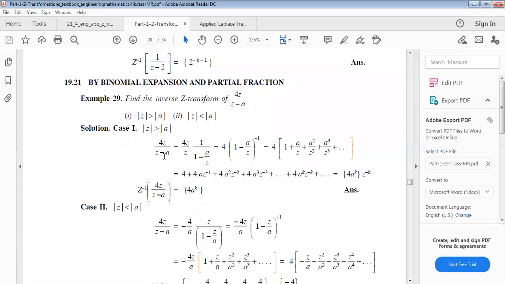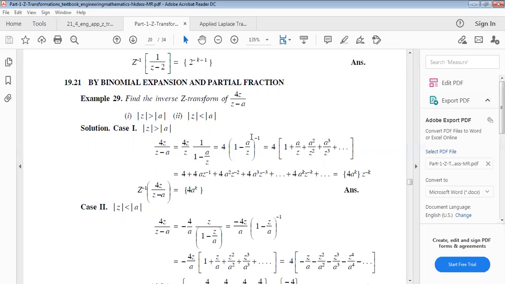The given series can be written as 4z by z minus a, which can be written as 4z by z, taking z common. If you take z common from here, this will give 1 minus a by z, and then the z is the value of 4z. So this can be written as this. Now if we take the LCM, we get back to the first term. This equals 4 into the inverse of 1 minus a by z to the power minus 1, with the z cancelled.